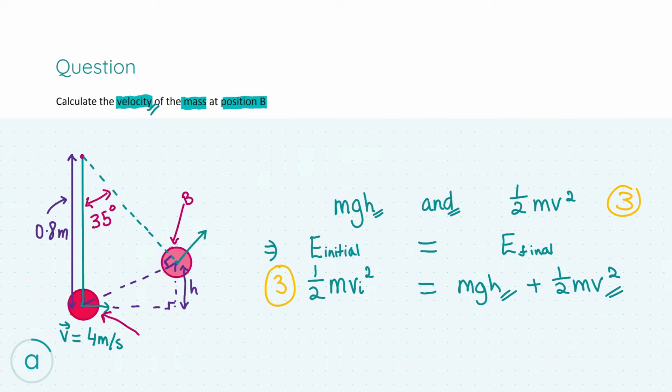I'm just going to strike everything off, just giving us this final simplified form. I should mention that this v here is the target variable which we're looking for. It's going to be the velocity of the mass at position B. Okay, so we know the initial velocity. We were told in the question that the initial velocity was equal to 4 meters per second.